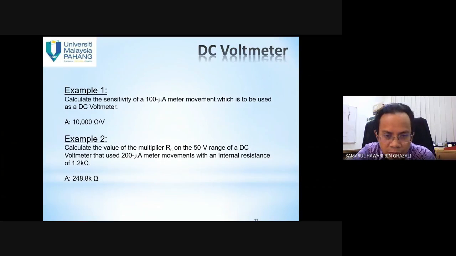Calculate the value of the multiplier RS on the 50 volt range of a DC voltmeter that uses a 200 microampere meter movement with an internal resistance of 1.2 kilo ohm. So the answer is 248.8 kilo ohms. Okay.